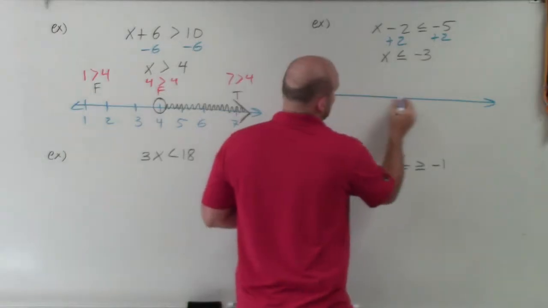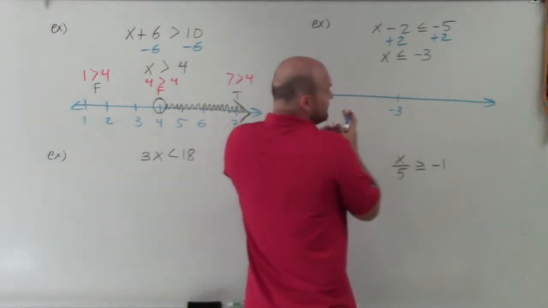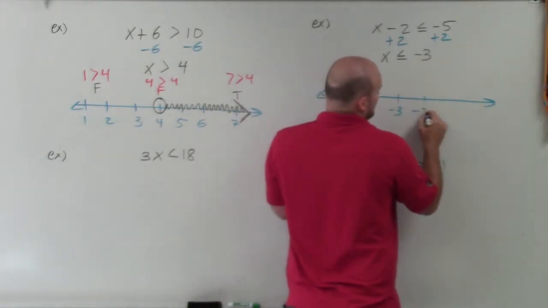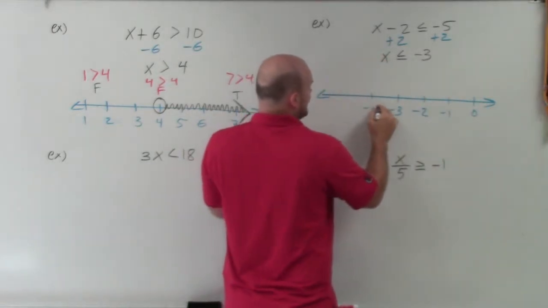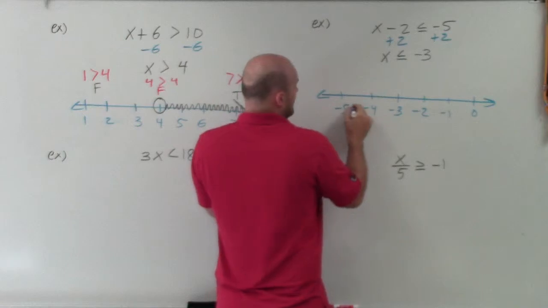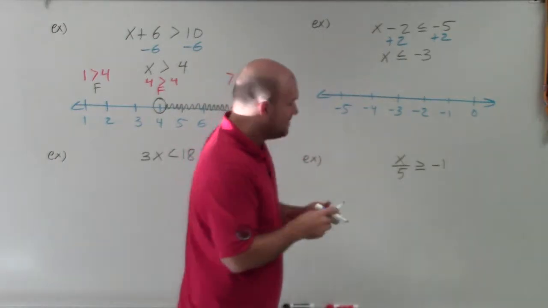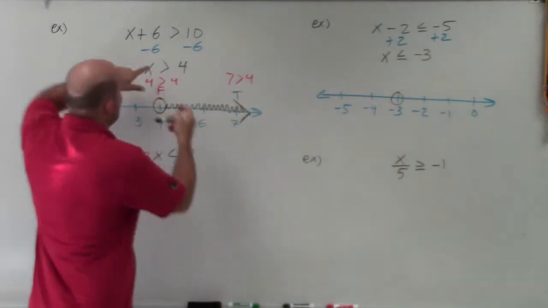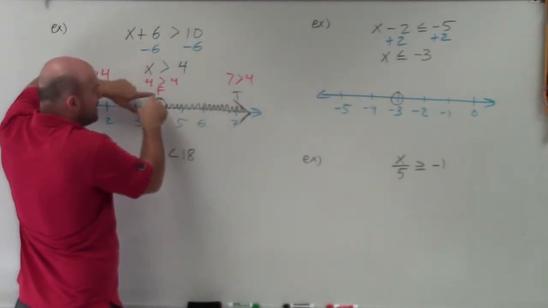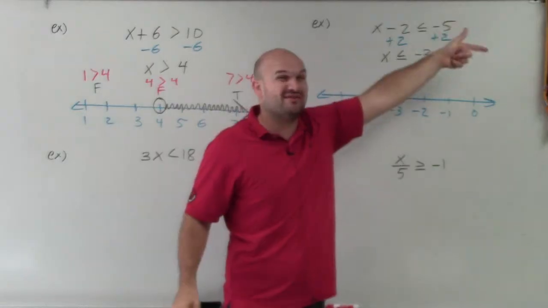And now I'm going to use negative 3 in the center. Remember, values to the right are going to be more positive, so that would be negative 2, negative 1, 0. To the left are going to be negative, or smaller numbers, negative 4 and negative 5. Now again, we make a nice big circle here. Now hopefully you remember, whenever it's greater than or less than, it's open. Whenever it's less than or equal to or greater than or equal to, it's closed.